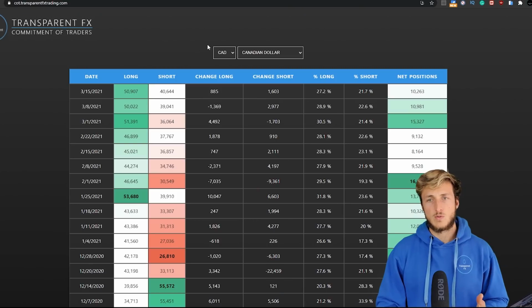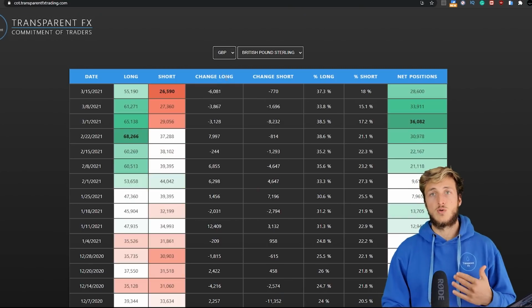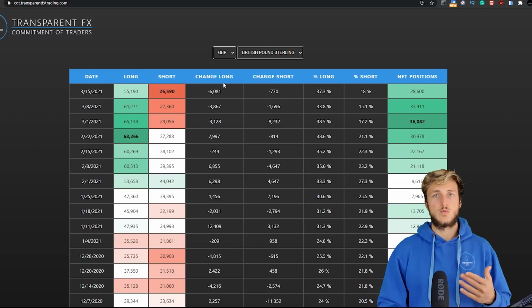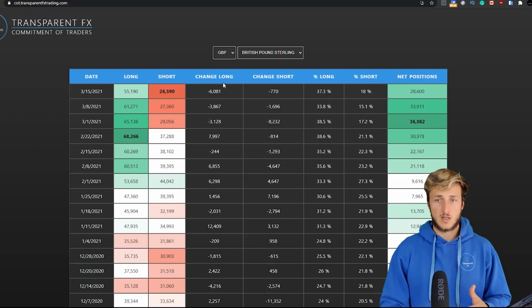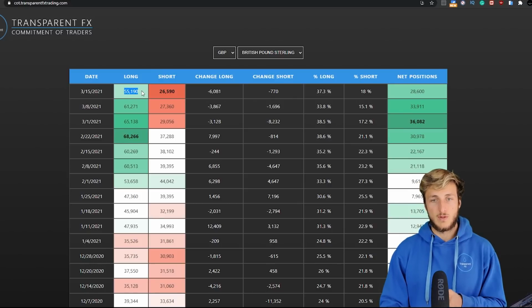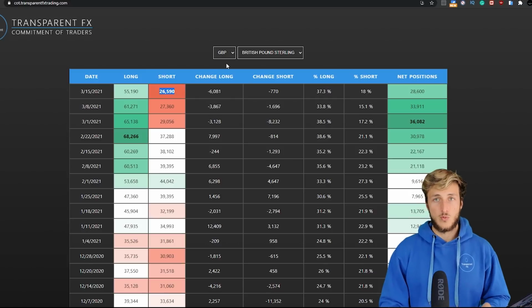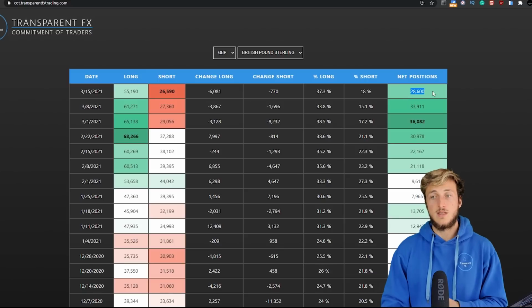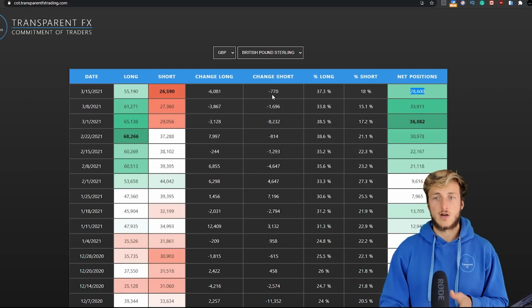Now, if we go and see what we have from a COT perspective, so commitment of traders, which is what hedge funds are currently doing in the market, what we can see is that with the last report, long positions dropped from 68K down to 55K. However, at the same time, shorts are also getting dropped from 37K to 26K. So overall on the pound, net positions are decreasing, but during this decrease of the net positioning, instead of adding shorts, hedge funds are closing shorts.